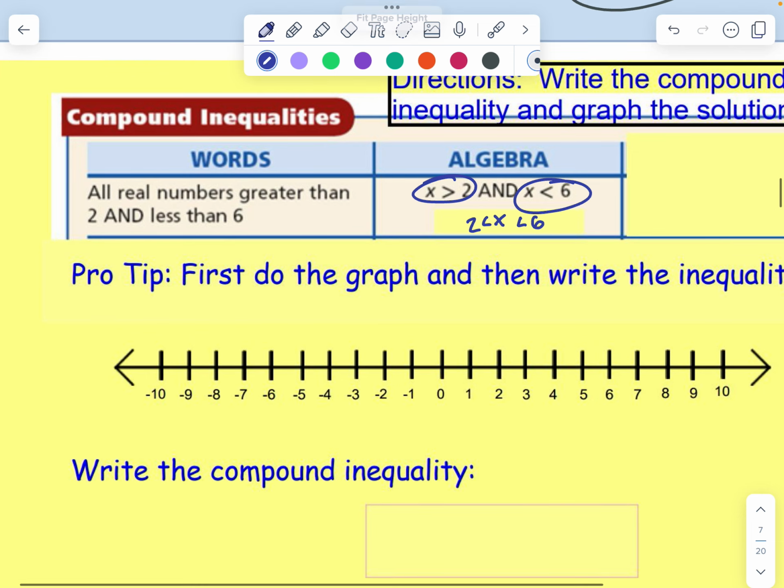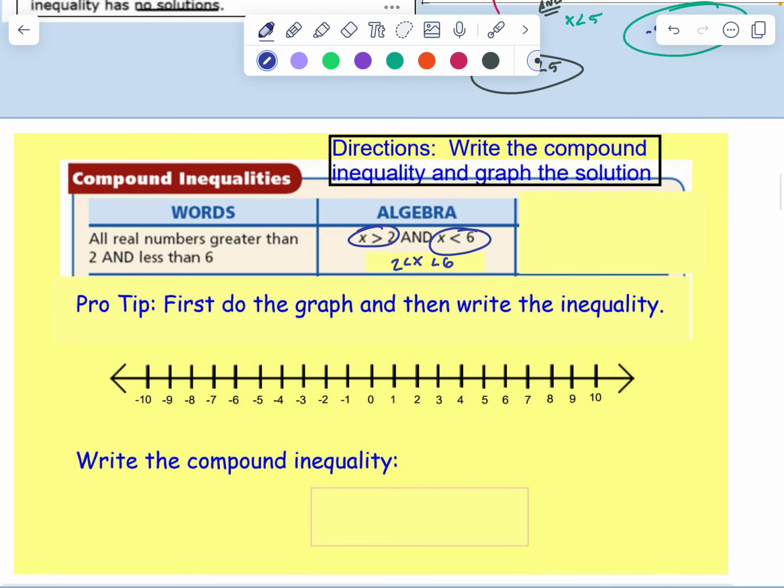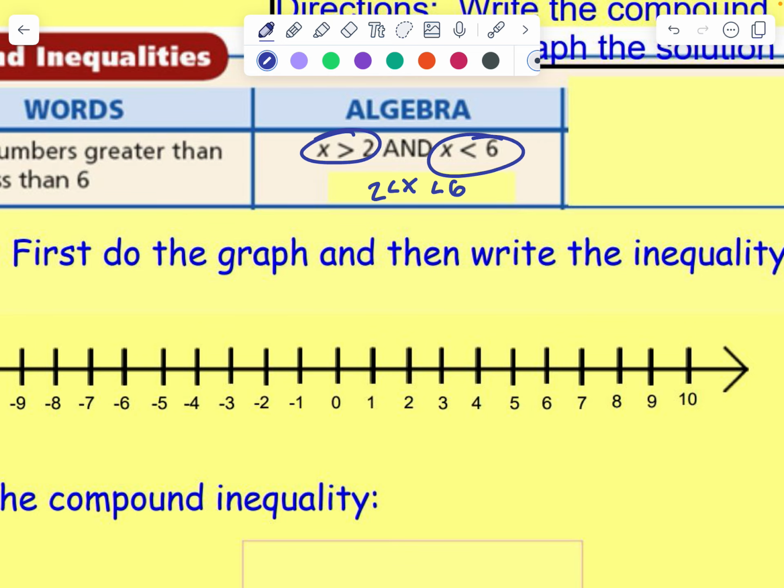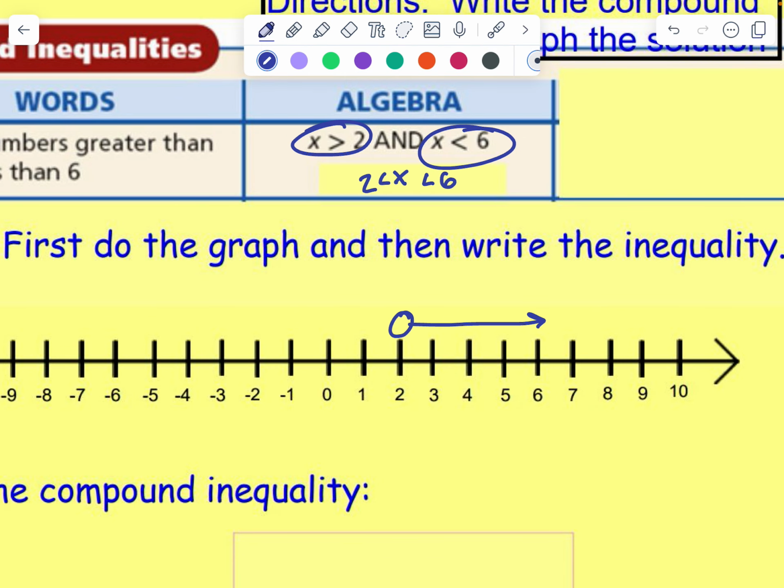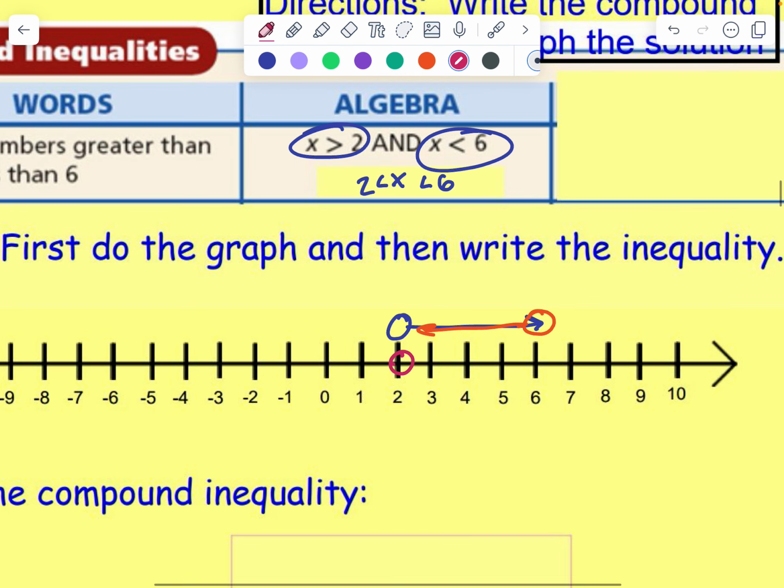And then again, pro tip written down here, I would probably just do the graph first and I would do them both individually. So like, hey, x is greater than 2 would be here. x is less than 6 would be here. And I'm just going to graph the overlap. This one would look like that.